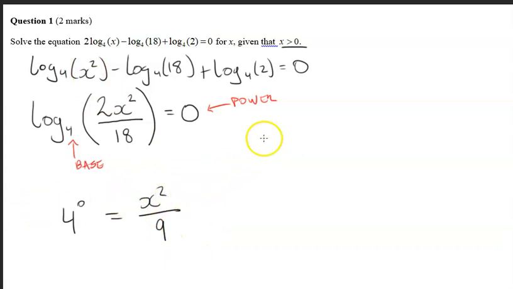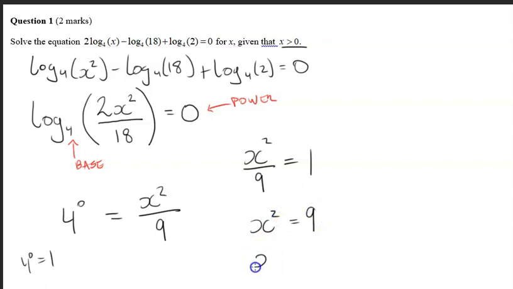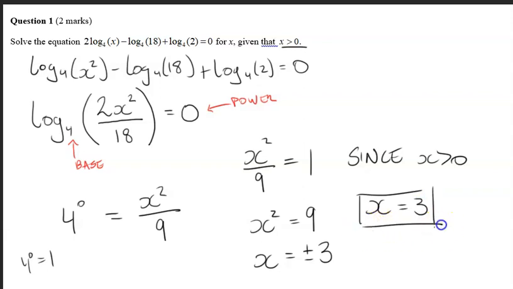And 4 to the power of 0, or any number to the power of 0, is equal to 1. So I'm just going to rewrite this as x squared over 9 is equal to 1. Now I just multiply both sides by 9 and square root both sides to get x is equal to plus or minus 3. But because x has to be greater than 0, we can only take the positive answer for this. So since x is greater than 0, x is equal to 3. So this is the approach to get your 2 marks.